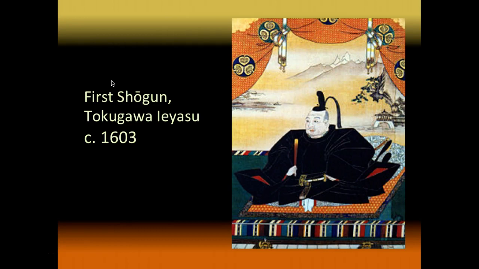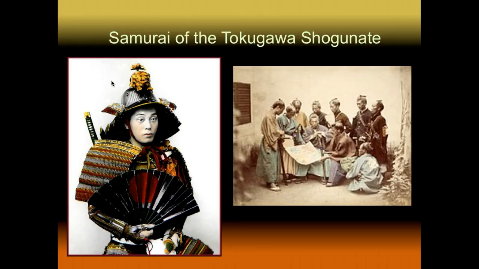This is the first shogun, Tokugawa Ieyasu, who established the Tokugawa shogunate in 1603. And here are a few images of samurai. I'm sorry, the one to the right is kind of blurry. I made it bigger and it made it blurry, but I wanted you to see that these are photographs.